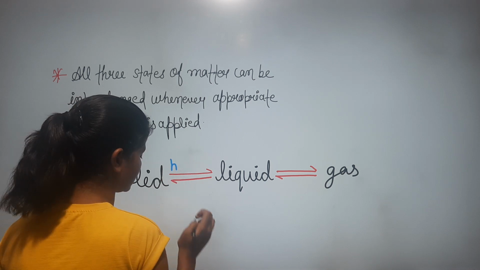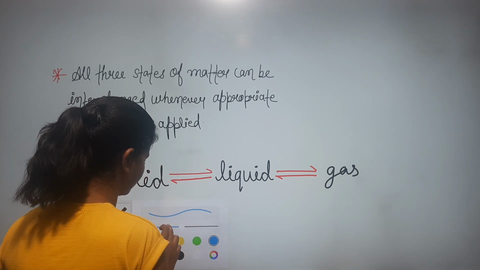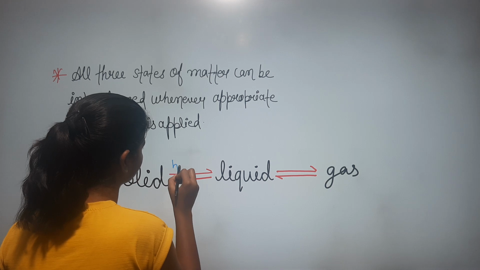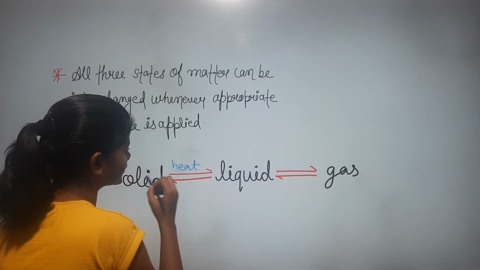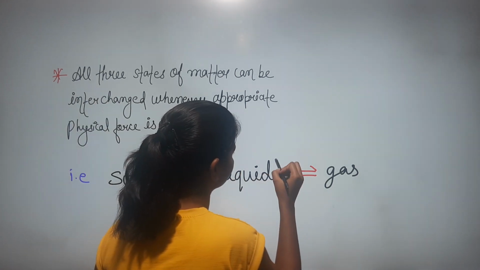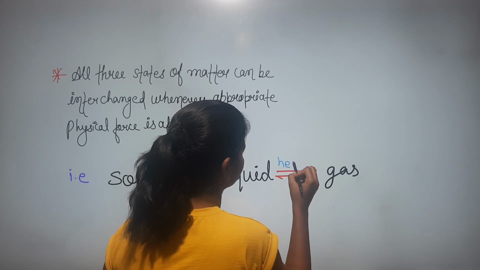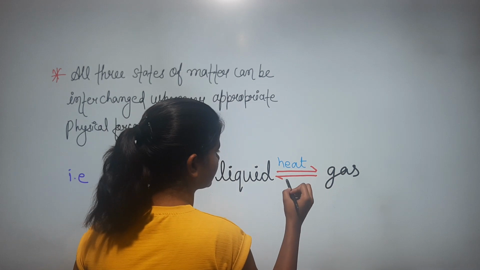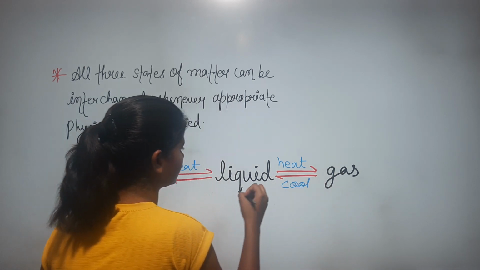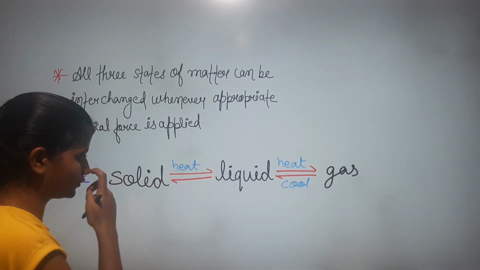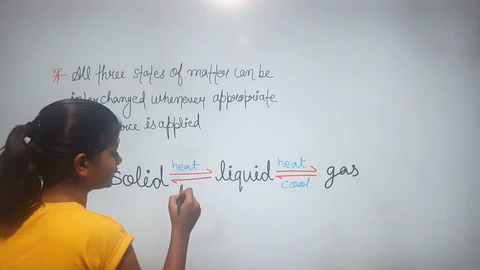When we heat solid, it turns into liquid, and when we heat liquid, it turns into gas, and when gas is cooled, then it turns into liquid, and when we cool liquid, it turns into solid.